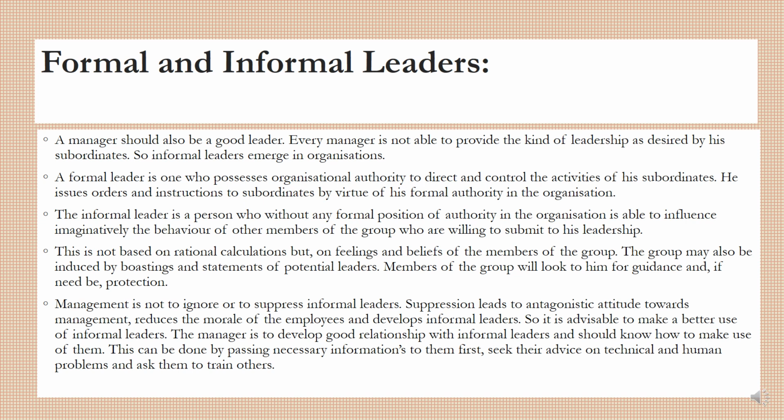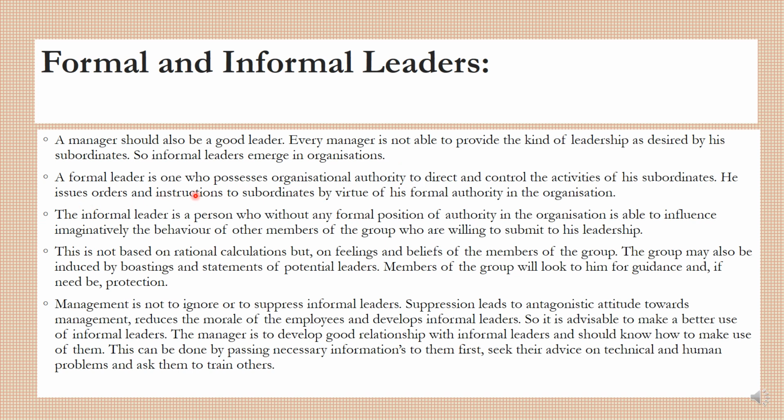Then, formal and informal leaders. A manager should also be a good leader. Every manager is not able to provide the kind of leadership desired by his subordinates. So, informal leaders emerge in organizations. A formal one is like the manager; a manager can be a leader, but it is not necessary. There can be certain informal leaders.